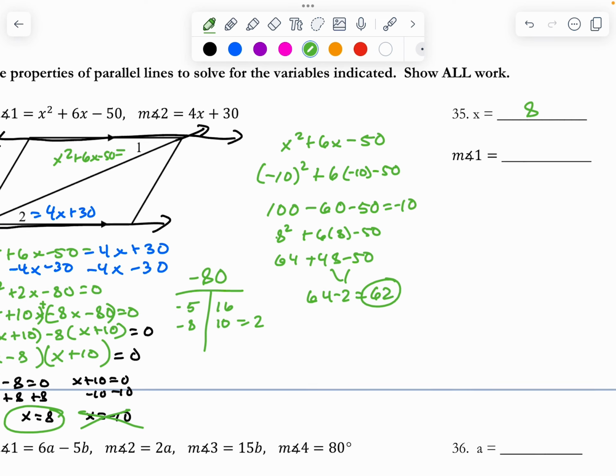And hey, look at that. We were checking the measurement of 1 and we found the measurement of 1. So the measure of angle 1 is 62 degrees. So just by checking it, we figured whether it was going to be right or wrong. We got a positive the first time, we got a negative, so it can't be the negative 10. So our answer is x equals 8, and the measure of angle 1 is 62 degrees.